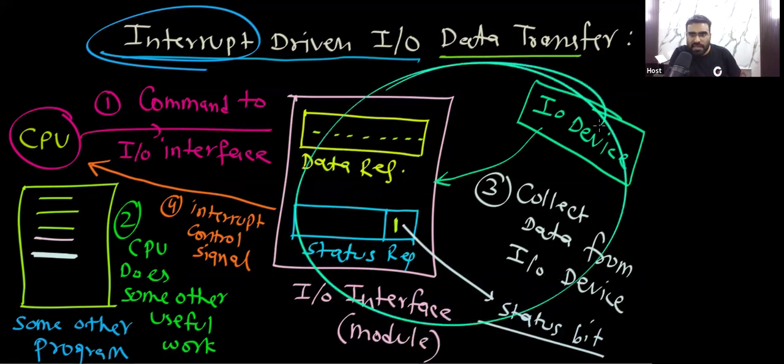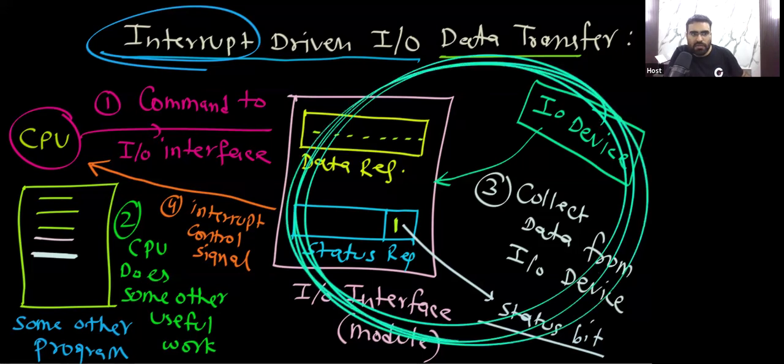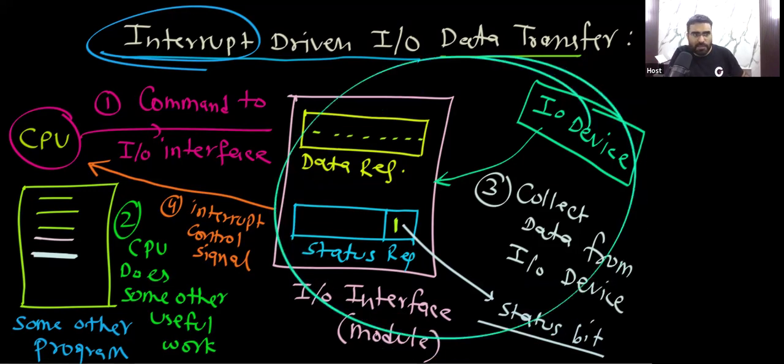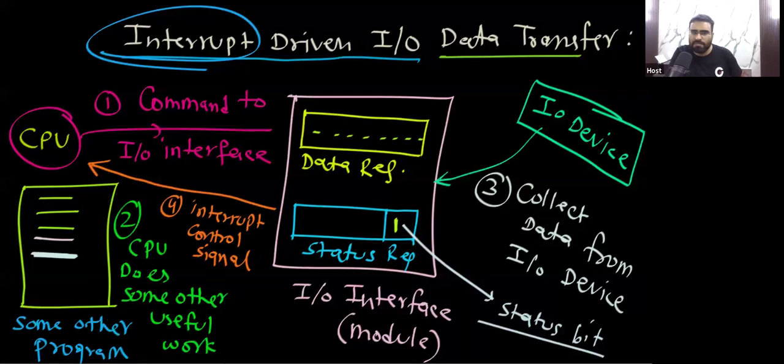Okay, when the data is being ready, then the CPU is wasting time. But in this interrupt driven IO, the CPU is not wasting time when the data is being ready. When data is being ready, the CPU is already executing some other program. Now when the data will be ready, the interface will generate an interrupt signal. This interface will send an interrupt signal. Now what will this CPU do?